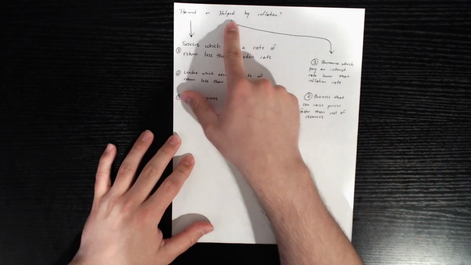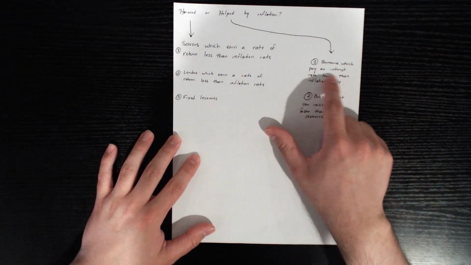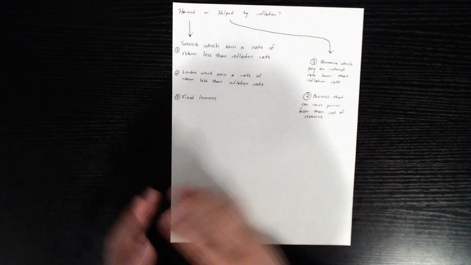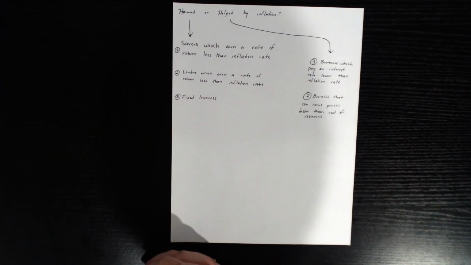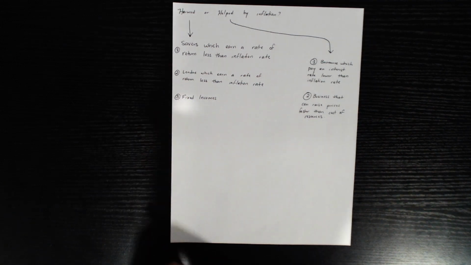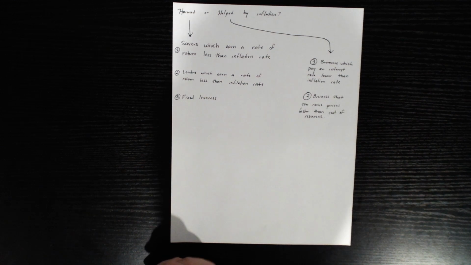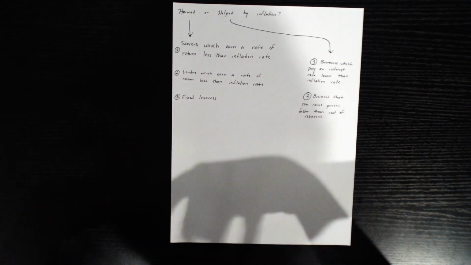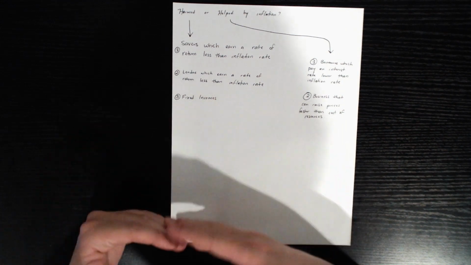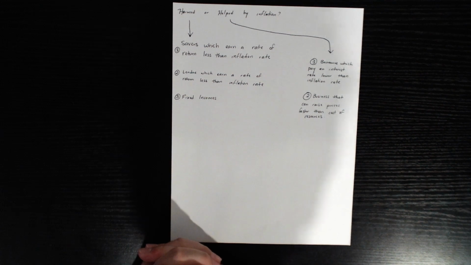Who's helped when there's inflation? First, are borrowers, which pay an interest rate lower than the inflation rate. So let's say that your interest rate is 3% on your loan and unexpected inflation is 10%. You're actually a little bit helped by that because you're paying back less real value because of inflation, because prices have all been ballooned up.